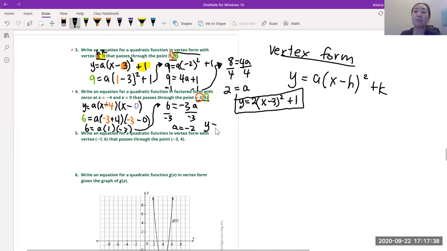All right, so we're now going to plug it into the equation. So y is equal to, right? It's going to be -2 parentheses x plus 4. Okay, technically x minus 0, you're right. We can simplify this down to x. So I'm just going to write it right here.